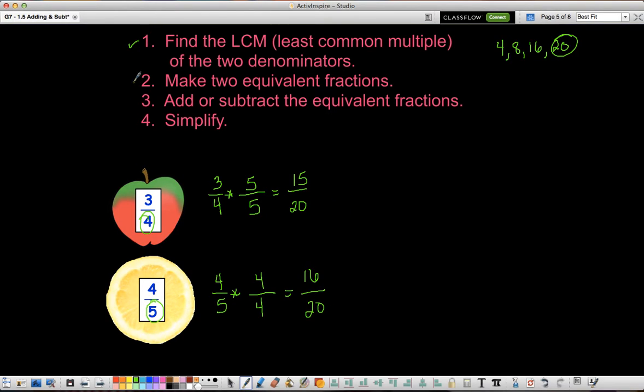So now I've made my two equivalent fractions. So 15/20ths is the same thing as 3/4. It's just now a like fraction with 16/20ths, which is the same thing as 4/5. So I can put these two together, and now I can add them.